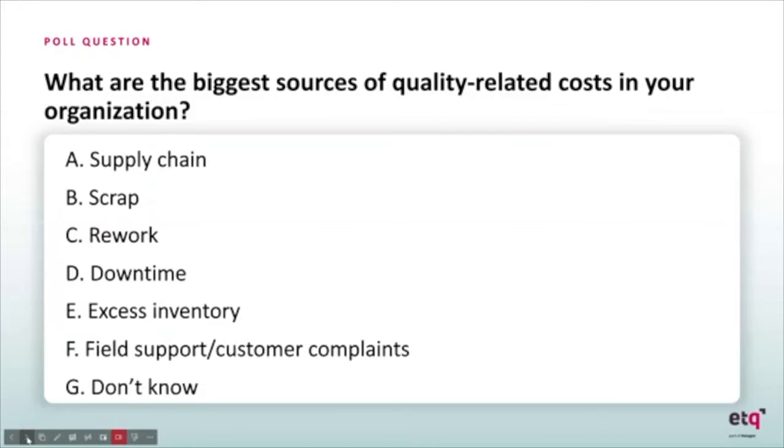So the next question is, what are the biggest sources of quality related costs to your organization? Choose as many that apply. So is it supply chain, scrap, rework, downtime, excessive inventory, field support, or customer complaints, or you're not sure? And again, we'll just give you a couple seconds here. And I'm excited to see what everyone says.